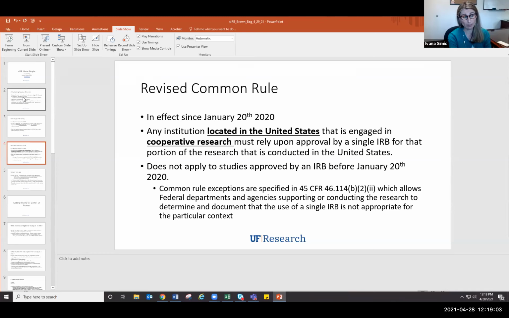And there are some exceptions that are largely determined by the funding departments and agencies supporting or conducting the research, and they may choose to require or not require single IRB review. So NIH has some exceptions, and there are some other funding agencies that have exceptions. And recently there were some exceptions in relation to COVID research.